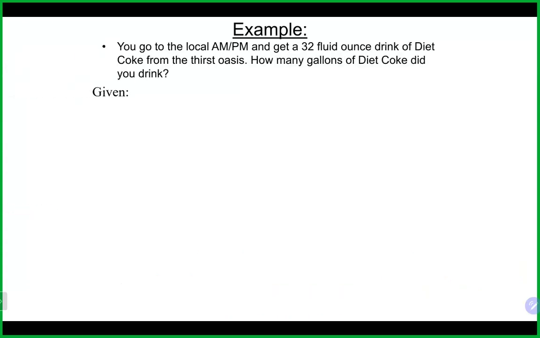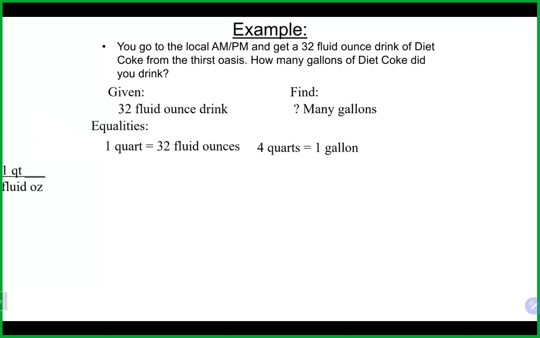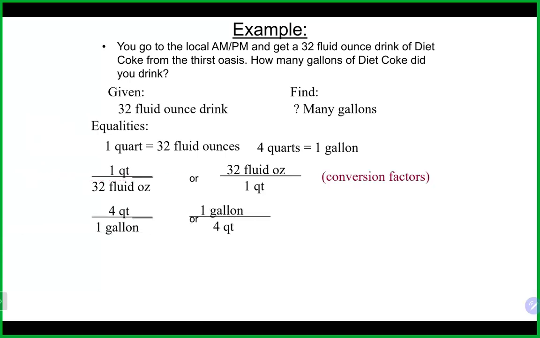So once you try one here, let's say we go to the local AM/PM, we got a 32 fluid ounce drink of Diet Coke. How many gallons did you drink? So I'll give you some equalities here that might help you get there. And obviously our conversion factors that go with those. All right, so set it up using dimensional analysis and get the answer. So take a few moments.